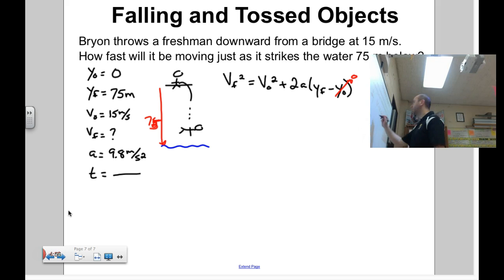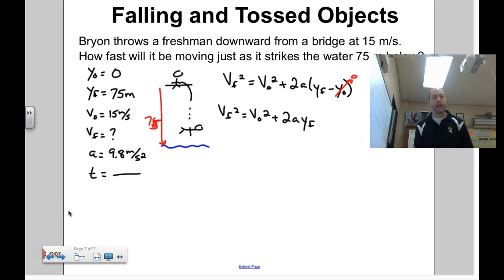So that leaves me with vf squared equals v naught squared plus 2a yf. So y naught was 0. Now, my goal is to solve for vf squared. Well, not just vf squared, my goal is just to find vf. So how do I get vf by itself? Good news is it's already on one side by itself, but it's squared. I got to get rid of that square. How do we get rid of a square? Take the square root. So I'm going to take the square root of both sides.